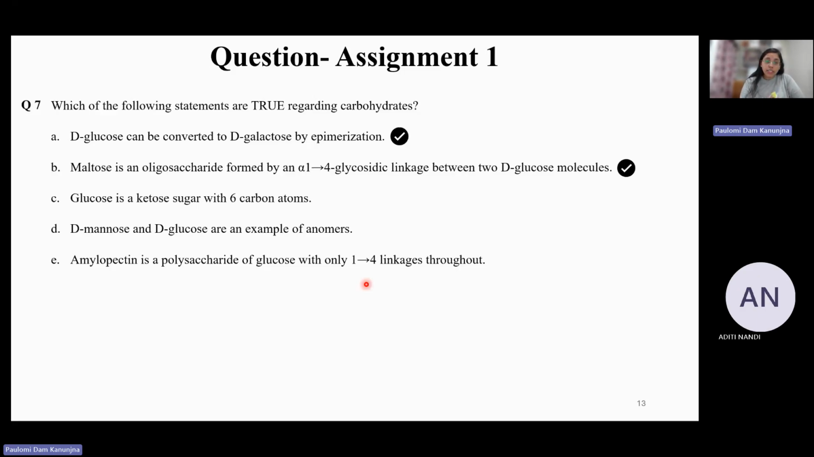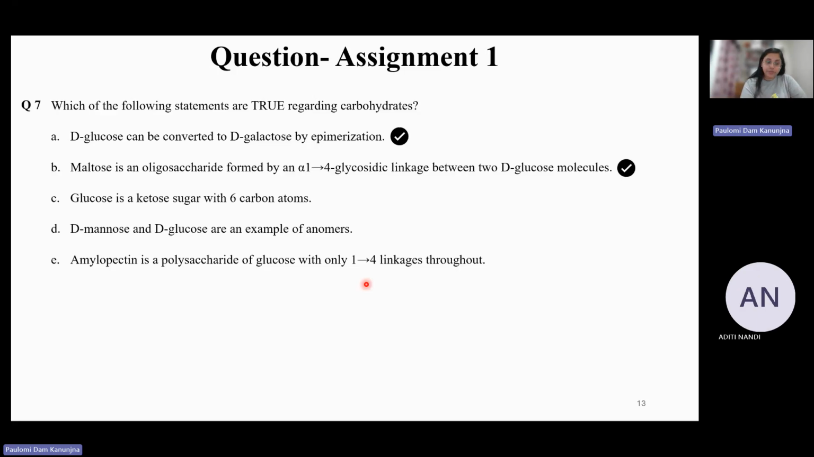Next: D-mannose and D-glucose are anomers. Again, if you remember, we had seen mannose and glucose are epimers. They are C2 epimers. They are not anomers, right? Anomers are the ones that, if you look at their structure, are structurally different at the anomeric chiral center. In glucose and mannose they are not different at that center. They are different at C2.